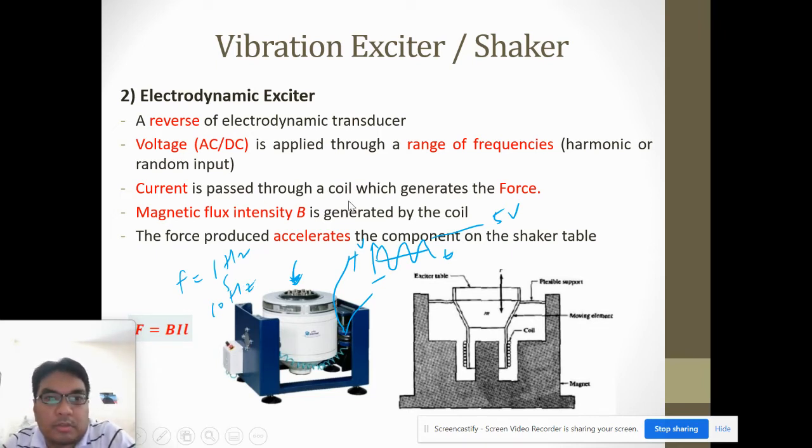So the current will pass through the coil, this coil, and generate the force that can excite the movement of the shaker itself. Also of course you have a magnetic flux density acting on the coil. So you will use this equation also, related to the electrodynamic shaker.